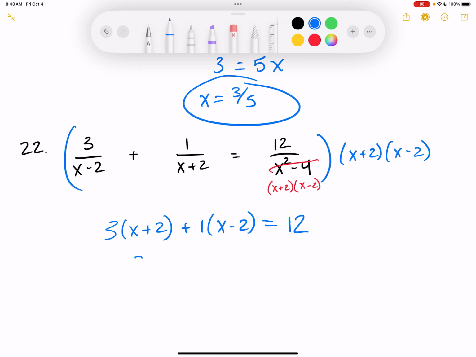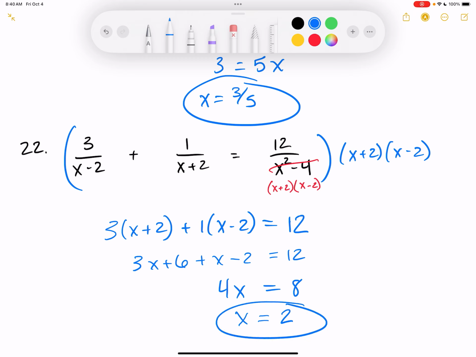So 3x plus 6 plus x minus 2 equals 12. I'm going to move the numbers over here and combine like terms on this side. So 4x equals, let's see, 6 minus 2 is 4. So subtract 4, so 8. And then divide by 4, so x equals 2. And that would be your answer for that one.